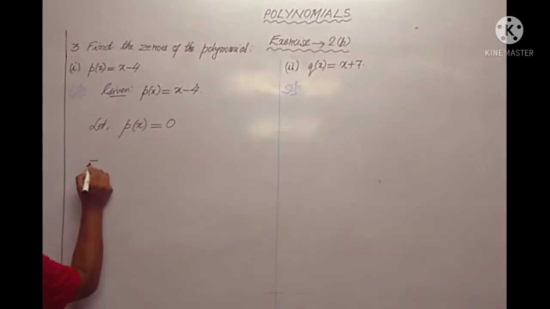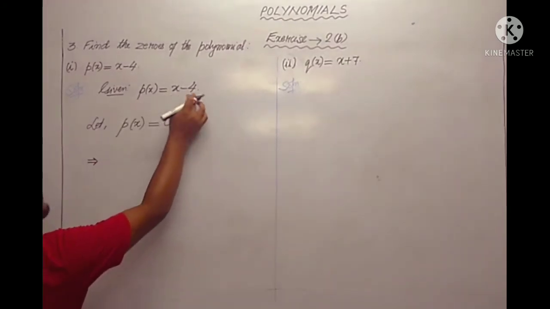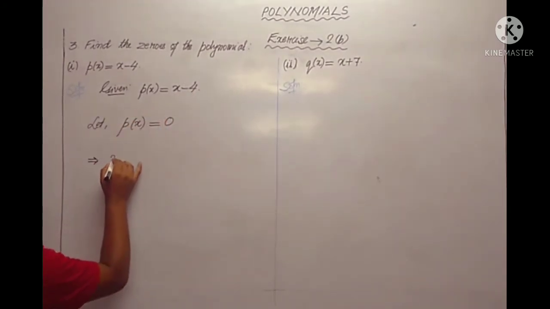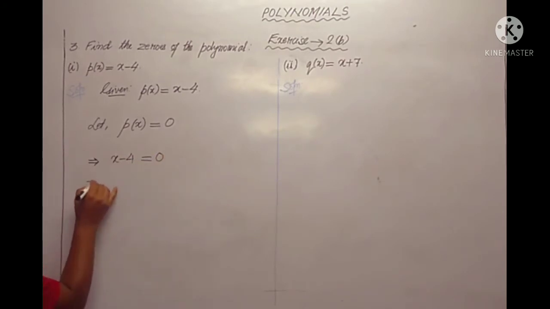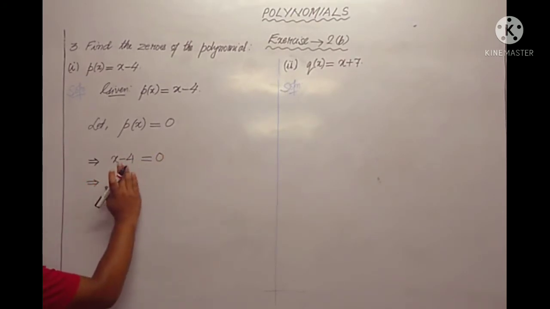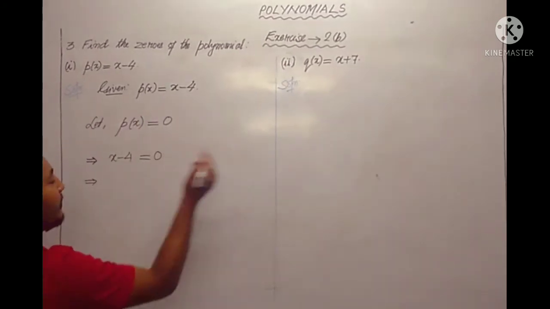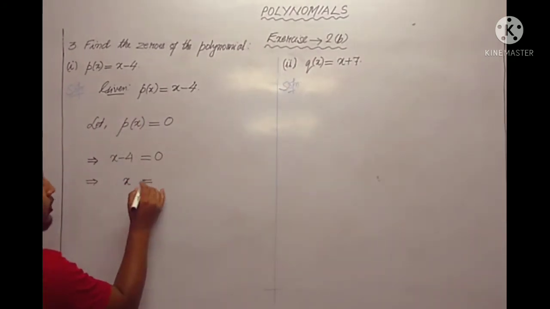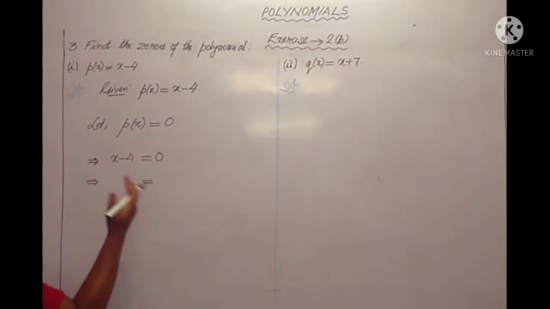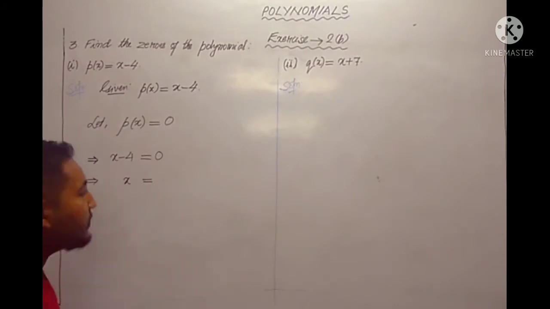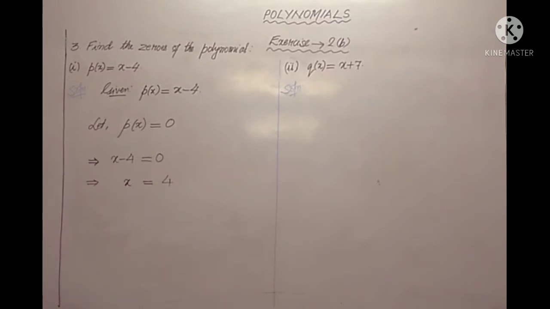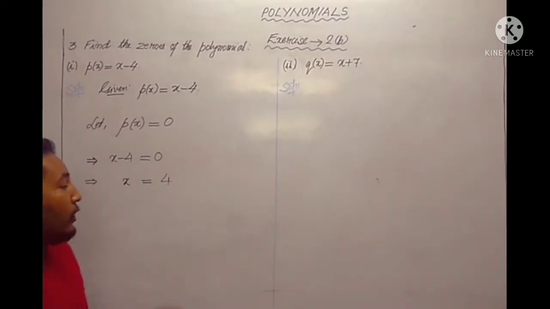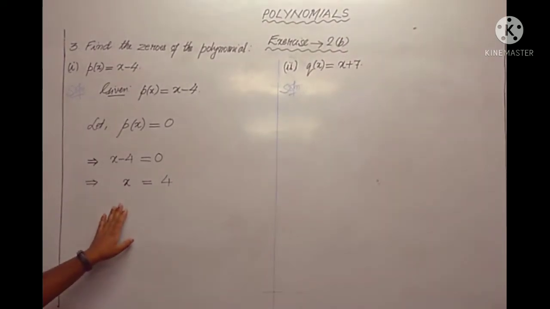Now what is the value of p(x)? p(x) means x minus 4. So in place of p(x) you put x minus 4 equals to 0. Now transfer this 4 from this side to that side. When you move a number or any term from one side to another side, the sign changes. That means minus will become plus and plus will become minus. Now we have got the value of x as 4.